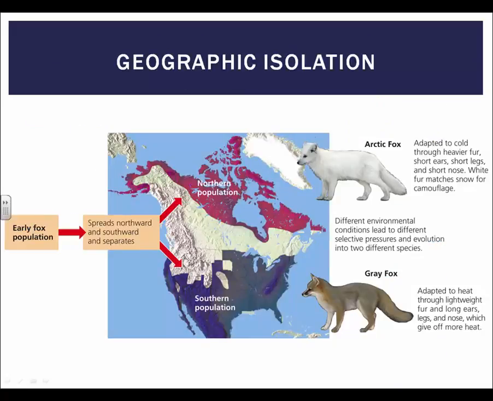Here we see the same thing. We had an early fox population. Some went north, some went south, and we developed the Arctic fox and then the gray fox. Different species, no longer one species due to geographic isolation.